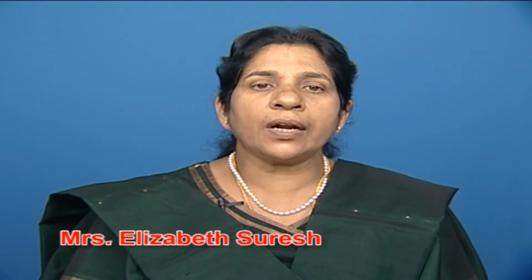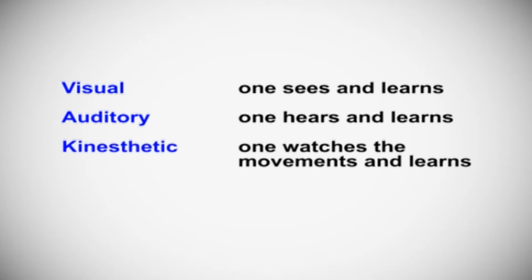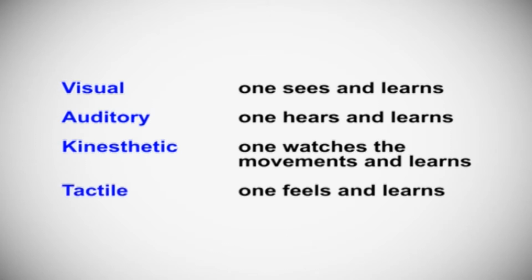Each individual has a unique style of learning. And the four styles for learning are visual, auditory, kinesthetic, and tactile. Visual means one sees and learns. Auditory means one hears and learns. Kinesthetic means one watches the movements and learns. Tactile means one feels and learns.